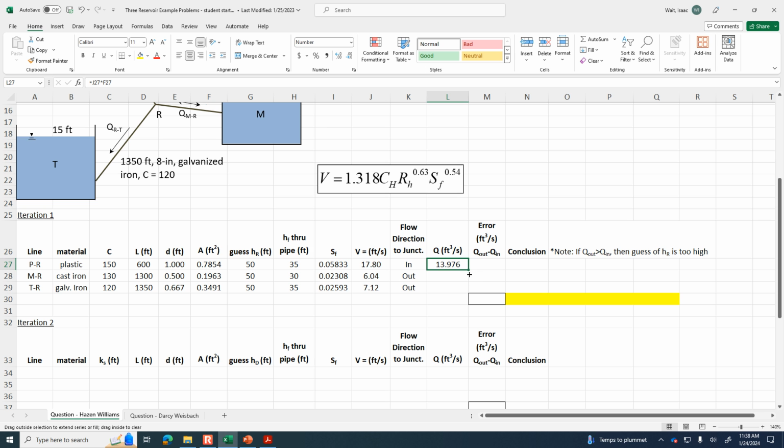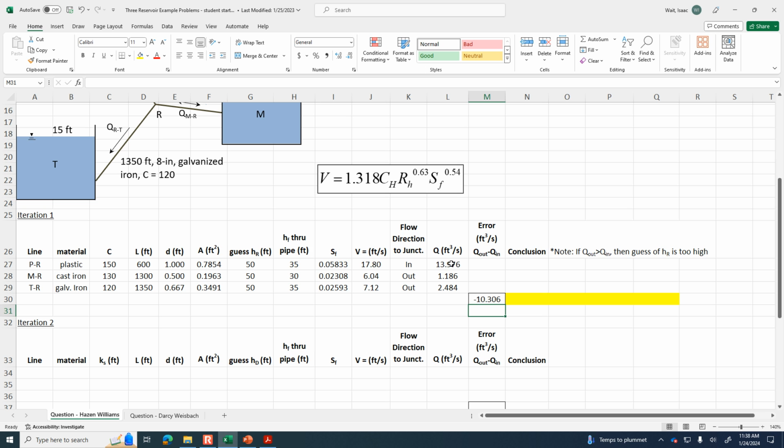The flow rates, we can just drag the formula down there because it's going to be the velocity times the area. But now we want to check and see how close is the continuity equation? Does in equal out perfectly, or is there an imbalance? And if there's an imbalance, that tells us how we have to change our guess for how much head there is at the junction. So in this cell, let's calculate out minus in. So it's the outflows. There's two of them. It's this out plus that out. Those are the outflows minus the inflow.